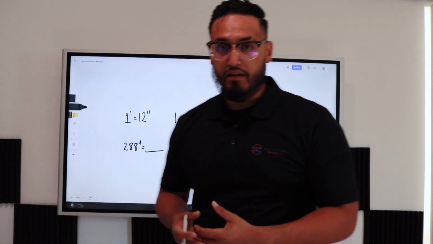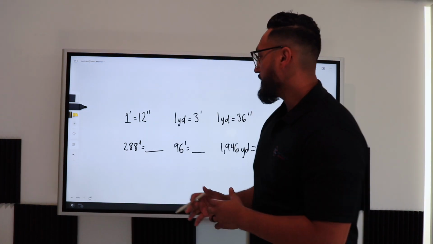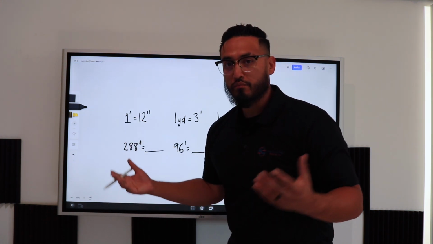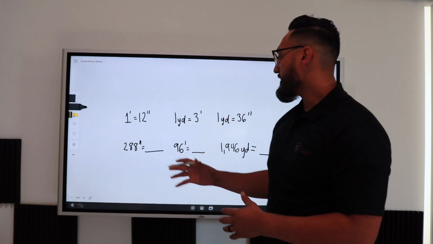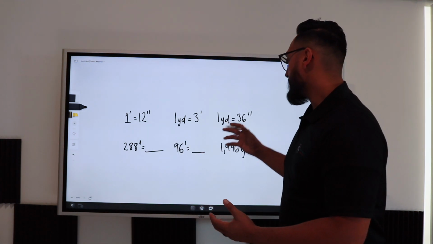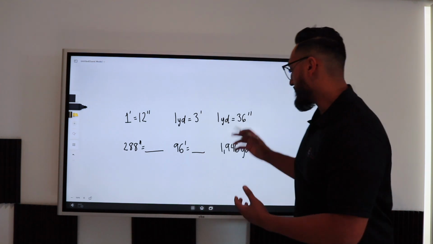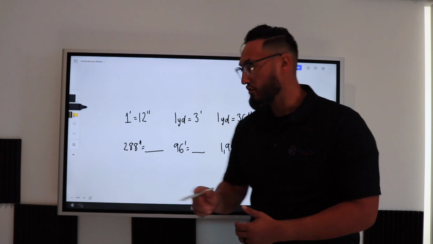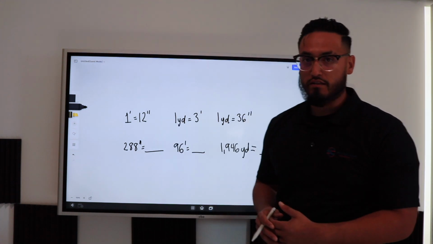So first things first, you need to know that 1 foot equals 12 inches. Pretty basic. 1 yard equals 3 feet, and 1 yard equals 36 inches. Why? Because 1 yard equals 3 feet, and there are 12 inches in 1 foot, so you do 12 times 3, and that gives you 36.